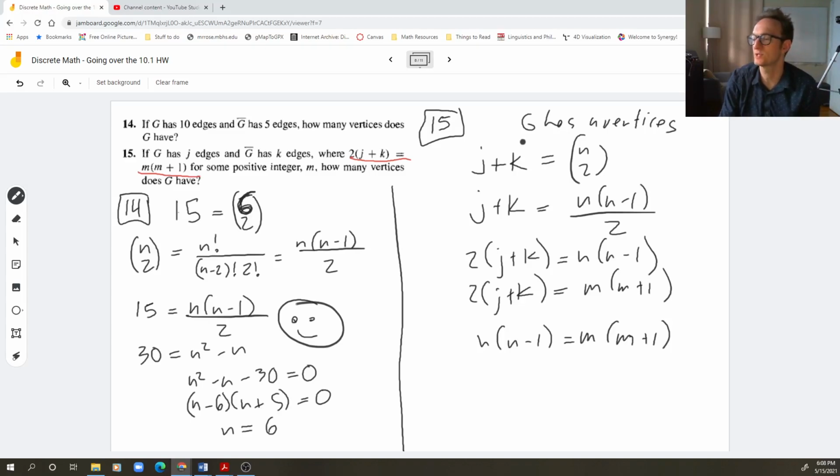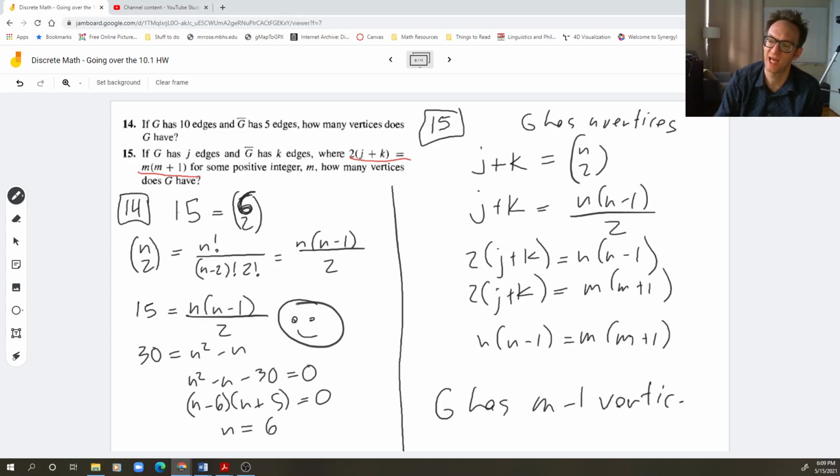So that's just another way of saying that n times n minus 1 is m times m plus 1. And what am I supposed to conclude here? I guess I'm supposed to conclude here that n is, or rather, to now abandon the notation I invented, what does n have to be? n has to be like m minus 1 or something, right? So the answer here is that G has m minus 1 vertices.